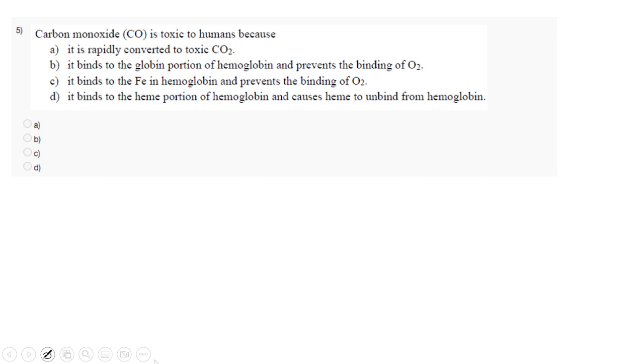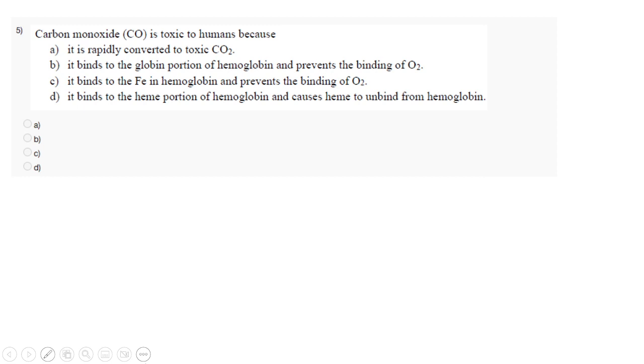Why is CO toxic to humans? Carbon monoxide binds to option B, sir. It binds to the heme portion of hemoglobin and causes heme to unbind from hemoglobin. No, sir. It binds to the globin protein of hemoglobin and prevents the binding of O2.